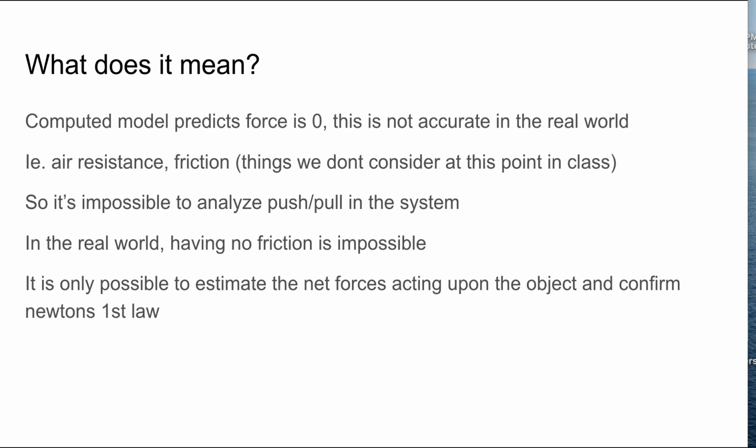What does this mean? It means that the computed model is able to predict the force is equal to 0. This is not accurate in the real world, i.e. there's air resistance, friction, and other things we don't consider at this point in class acting upon the object. So it's impossible to analyze the push and pull that's actually occurring in this system. In the real world, having no friction is impossible, so it is only possible to estimate the net forces acting upon the object and confirm Newton's first law within this lab.